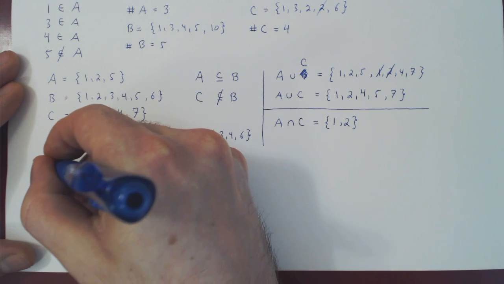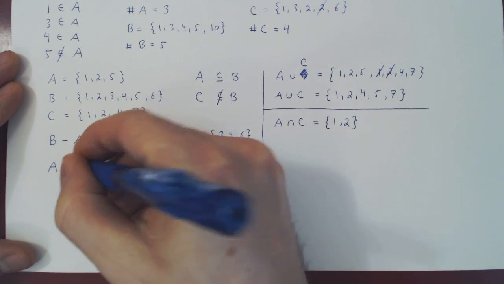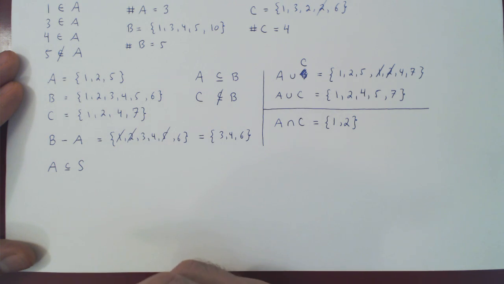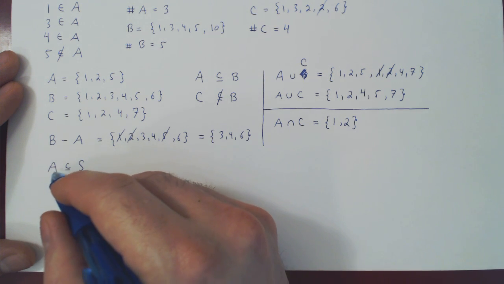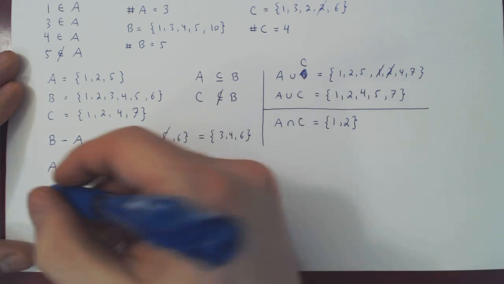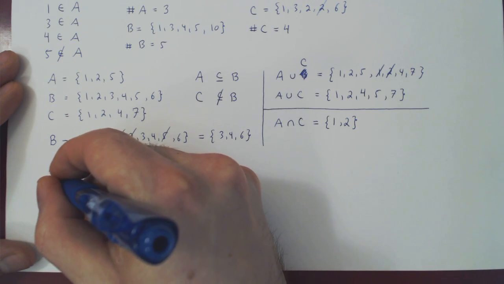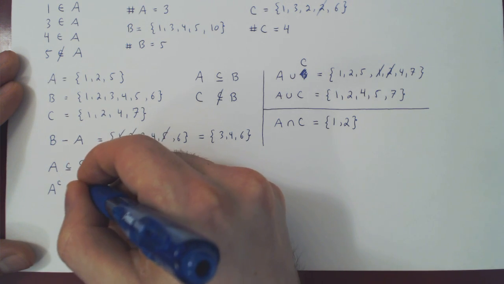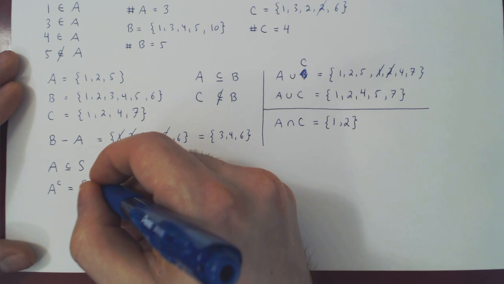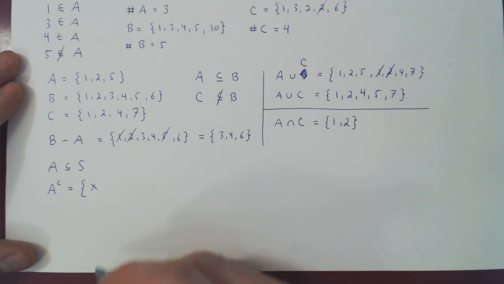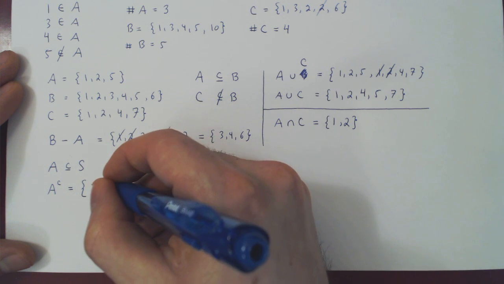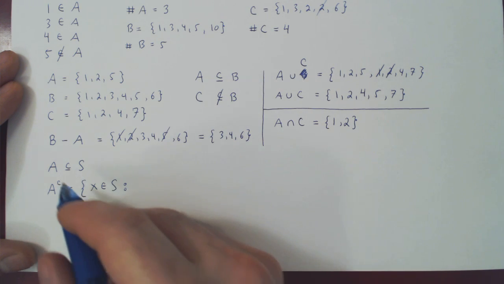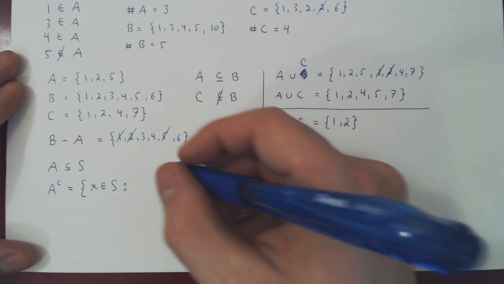So suppose we have A is a subset of S. S again is a big set that contains all of the elements of interest. Then we can form the complement of A relative to S. So we write A with a little c in the exponent. This reads A complement. And here's how it's written. So we write X. So what are the elements? Well, they are elements of S. So we write X as an element of S. And it must satisfy one more condition. It must not belong to A.